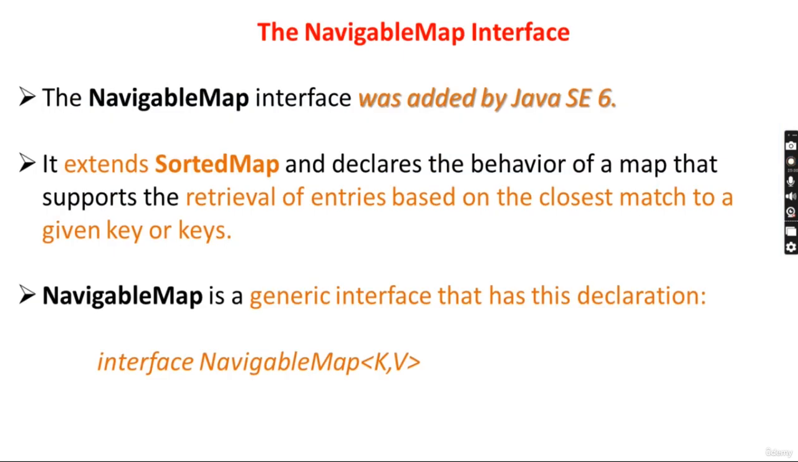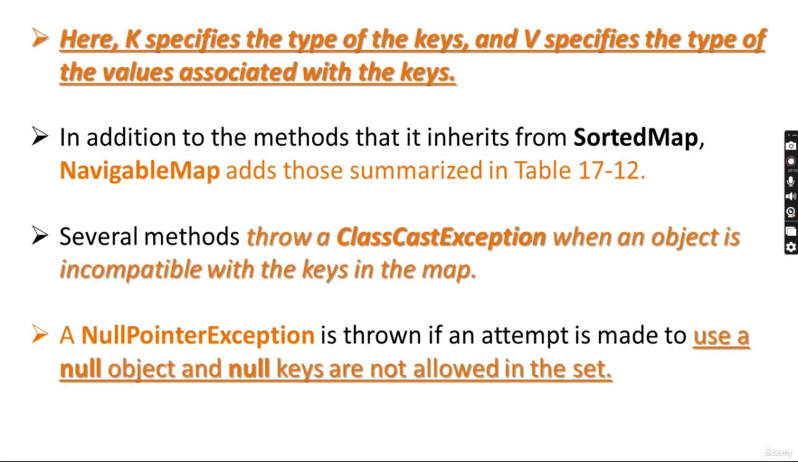The NavigableMap interface. The NavigableMap interface was added by Java 6. It extends SortedMap and declares the behavior of a map that supports the retrieval of entries based on the closest match to a given key or keys. So what it does, first of all, it extends the SortedMap interface, and it supports the retrieval of entries based on the closest match to a given key or keys. NavigableMap is a generic interface: interface NavigableMap<K, V>. Here K specifies the type of key, V specifies the type of values.